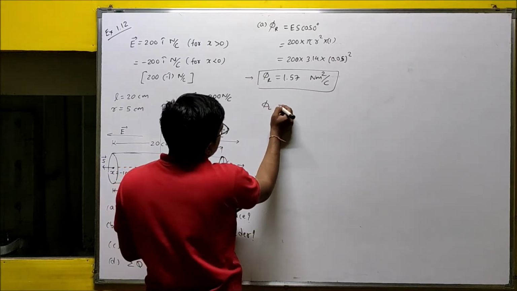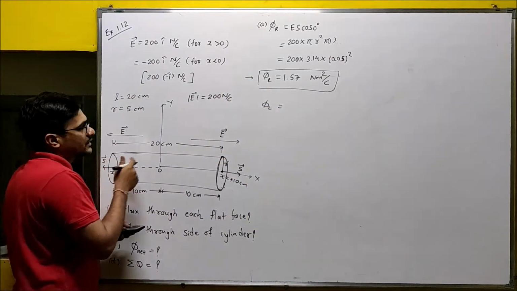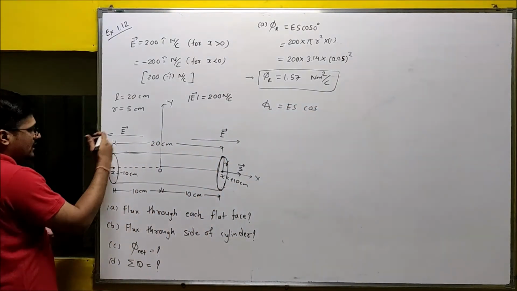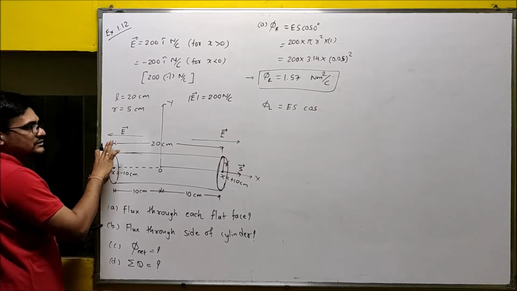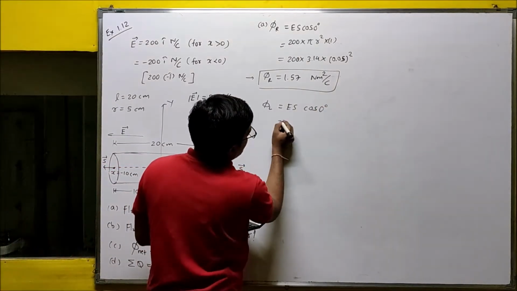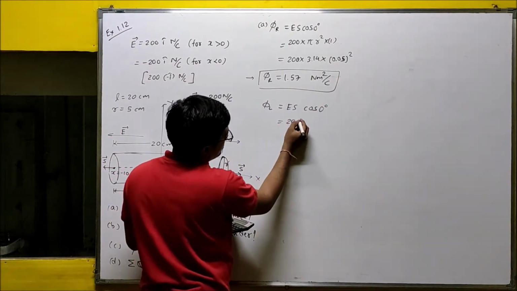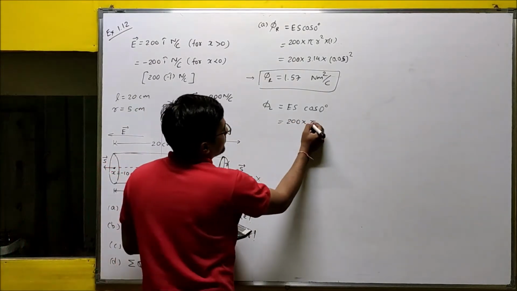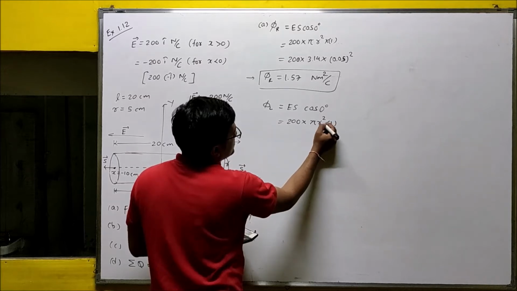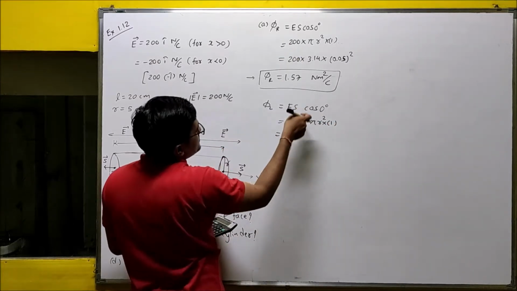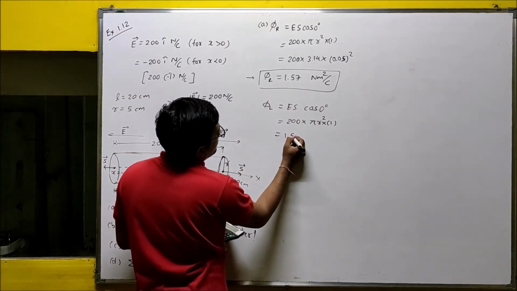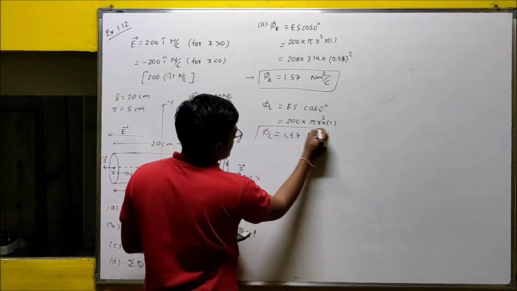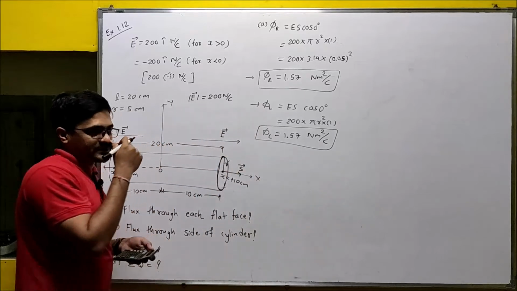Now calculate the flux associated with the left face, which is equal to ES cos theta. The surface area and electric field are in the same direction here also, so the angle is 0. The electric field intensity is 200 there also, the surface area is also the same, pi r square, and cos 0 is equal to 1. So this is the same term, and the answer is also the same, 1.57 Newton meter square per Coulomb. This is the flux associated with the left flat face.